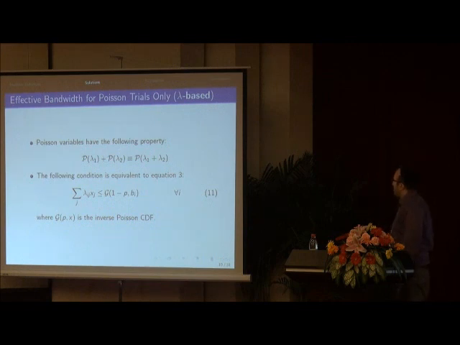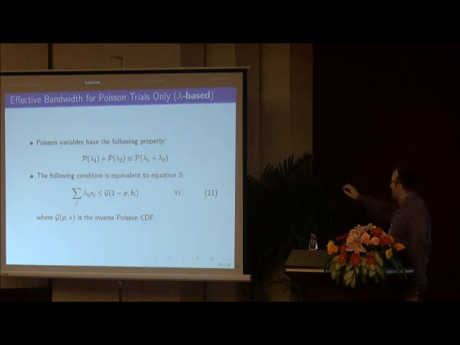Now you also have the effective bandwidth for some known distributions, for Poisson trials only. Since Poisson variables have the following property: Poisson events with the parameter lambda 1 plus Poisson events with the parameter lambda 2 is equivalent to a Poisson event with the parameter lambda 1 plus lambda 2.